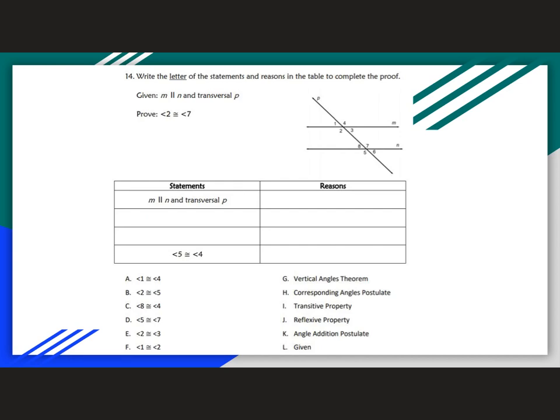Number 14, we're going to use the reasons listed below and statements to fill in the proof. It says, given M is parallel to N and the transversal P, prove that angle 2 is congruent to angle 7. Remember, if this stuff was not filled in, the statement they give you always goes in the first box. The first reason is always given, which we can see as letter L.